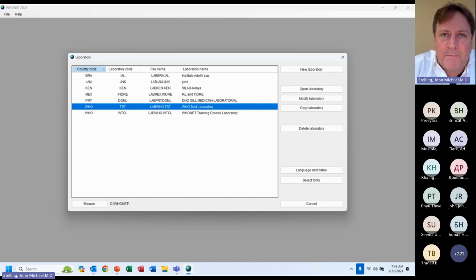Normally, if you want to look for outbreaks, you would like to have at least 1 year of data, 2 years of data, 3 years of data. For today's demonstration, I will only use 1 month of data. That is a limitation because it's only 1 month of data.